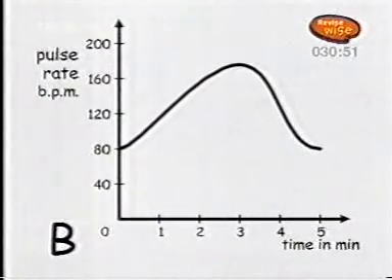In graph B, the line shows that my pulse rate is going up, which makes sense as I'm exercising. Then the line goes down. That means my pulse rate is going down, which is what we'd expect because I'm resting. And then, when I've rested for long enough, my pulse rate is back to my resting pulse rate. So graph B is right.